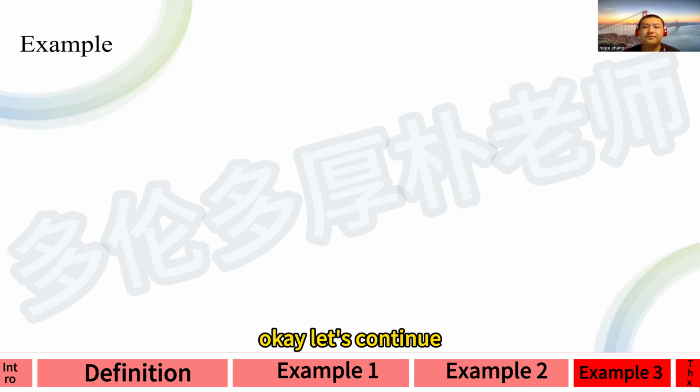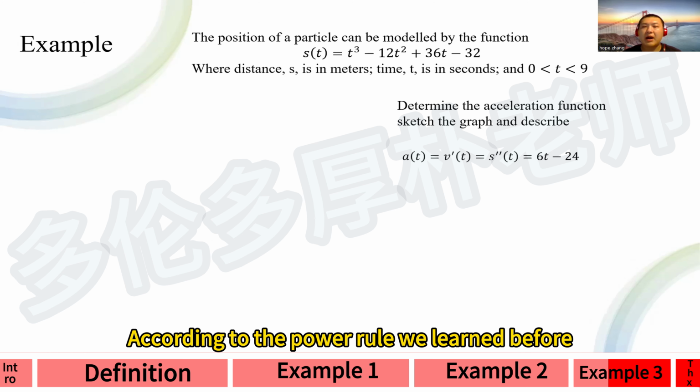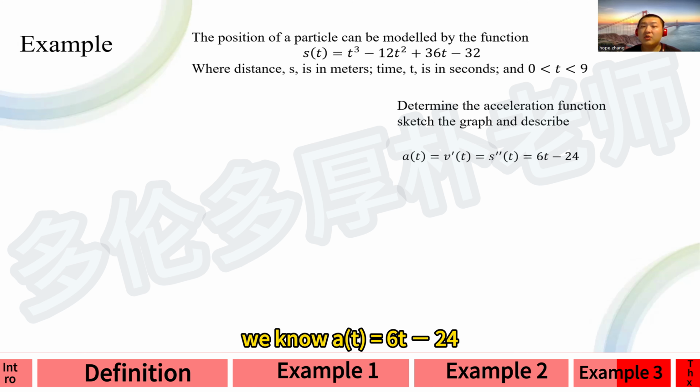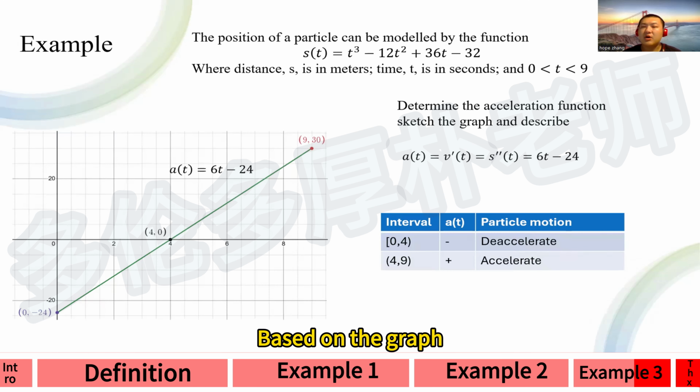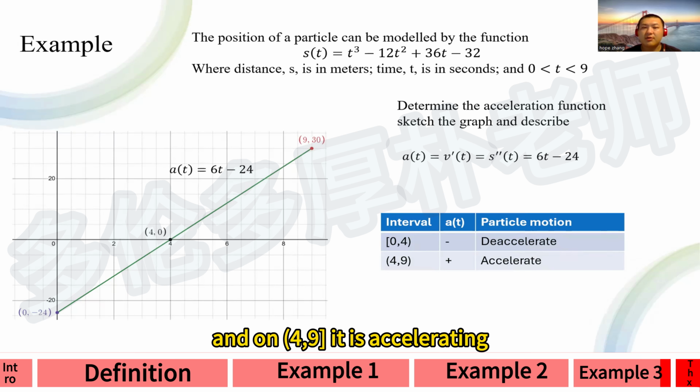Okay, let's continue. For the same question, determine the acceleration function, sketch a graph, and describe your graph. According to the power rule we have learned before, we know a(t) is 6t minus 24. Based on the graph, we can see that on the interval 0 to 4, the object is decelerating, and from 4 to 9, it's accelerating.